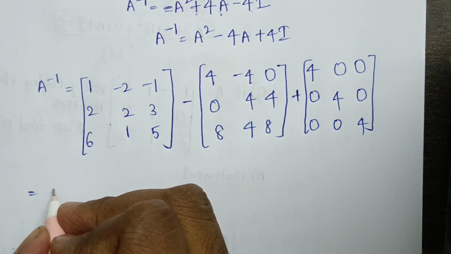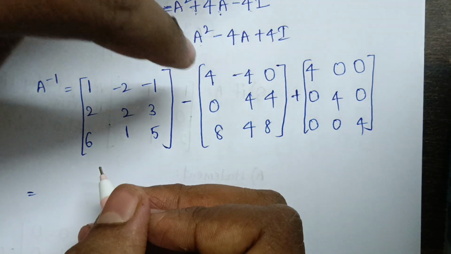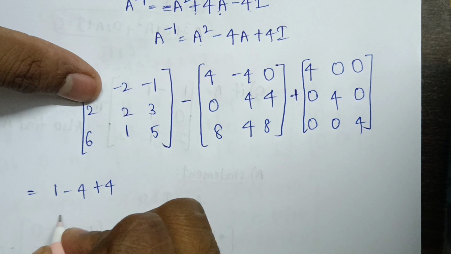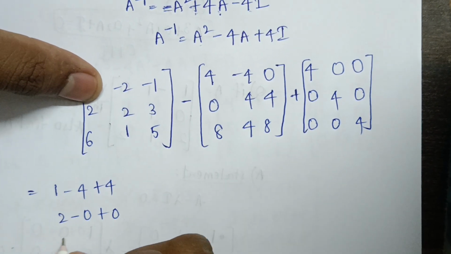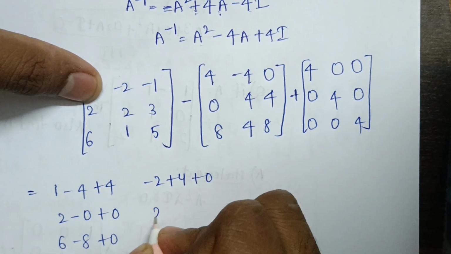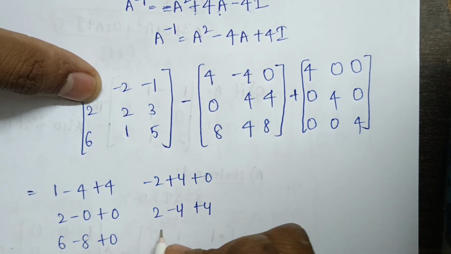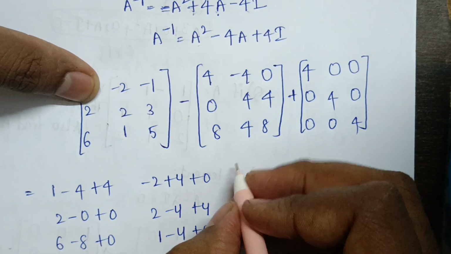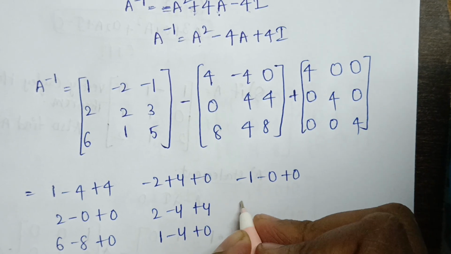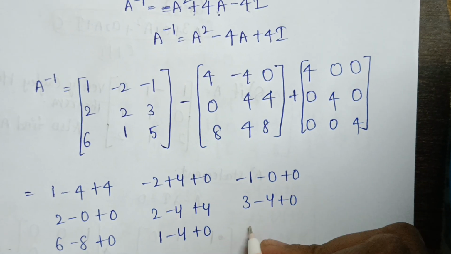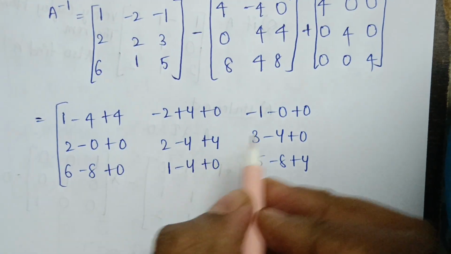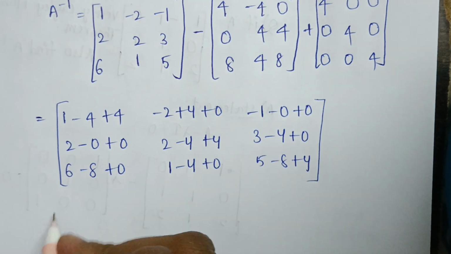Like we wrote earlier to verify Cayley-Hamilton, for each element we should subtract and write it. 1 minus 4 plus 4, next 2 minus 0 plus 0, 6 minus 8 plus 0, minus 2 plus 4 plus 0, 2 minus 4 plus 4, 1 minus 4 plus 0, next minus 1 minus 0 plus 0, 3 minus 4 plus 0, 5 minus 8 plus 4. So after subtracting, after calculating these elements, we get our A inverse.